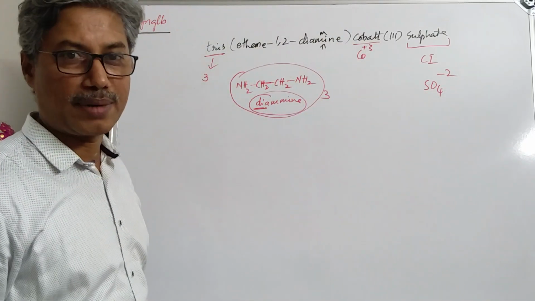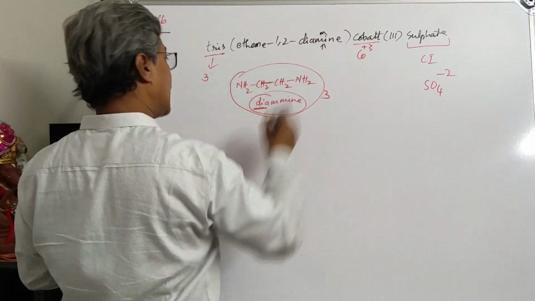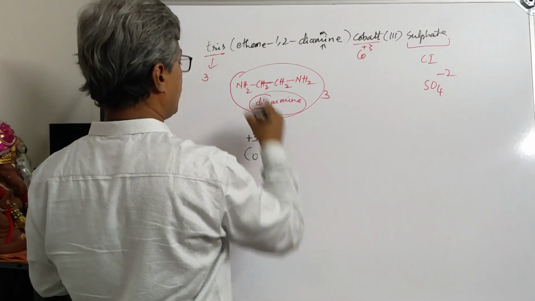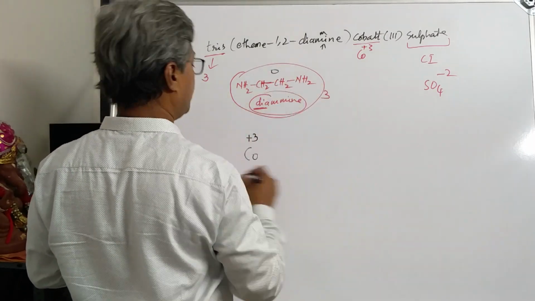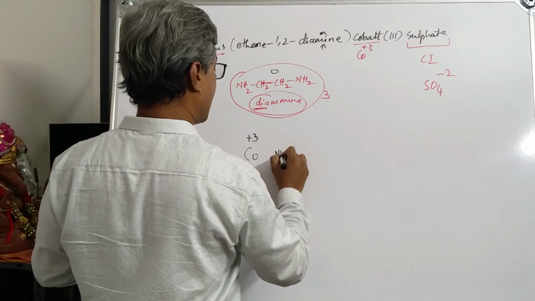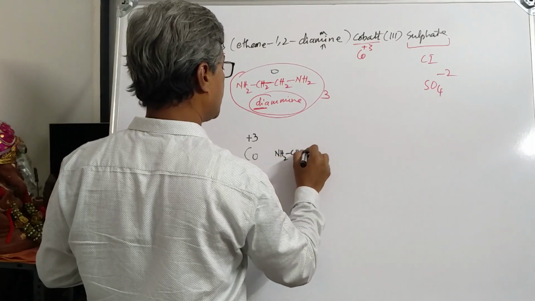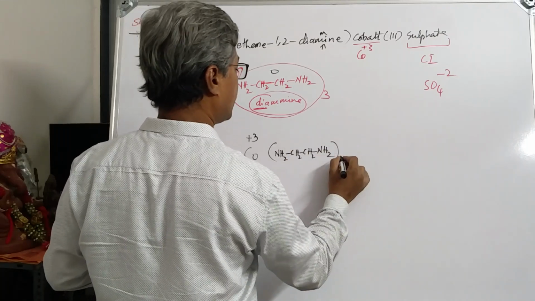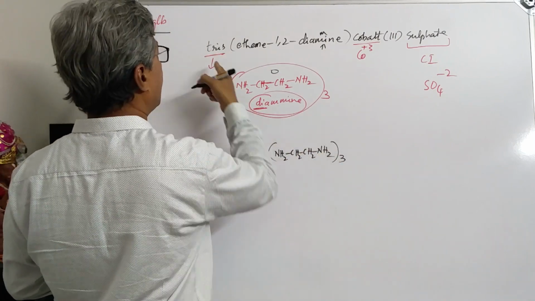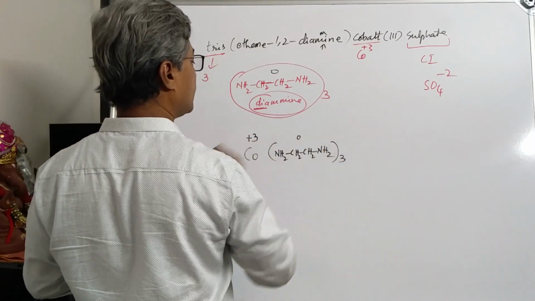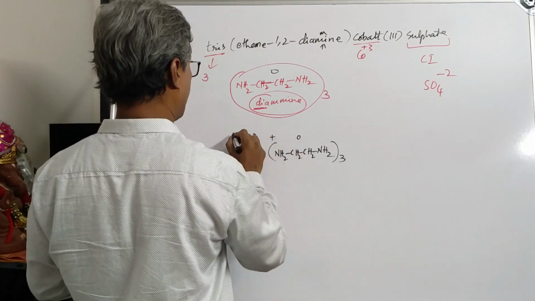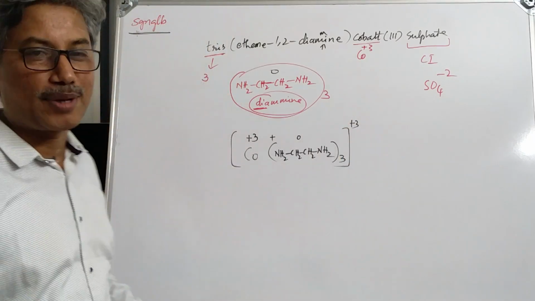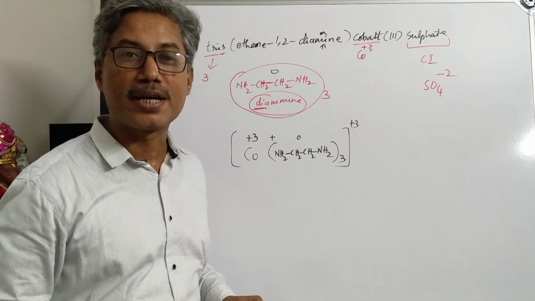Now club all these and you will get the formula. The central metal atom is Co, its oxidation state is +3. Ligands: what is the charge on these? It is 0. That is NH2 CH2 CH2 NH2. How many times? 3 times, tris. What is the charge on this? 0. That means the sum of these two charges will be the charge on the coordination polyhedron. It is positive in nature. Therefore, it should be written first.